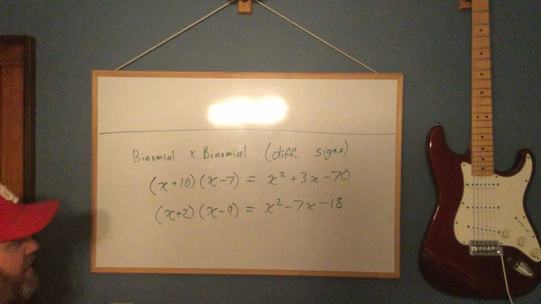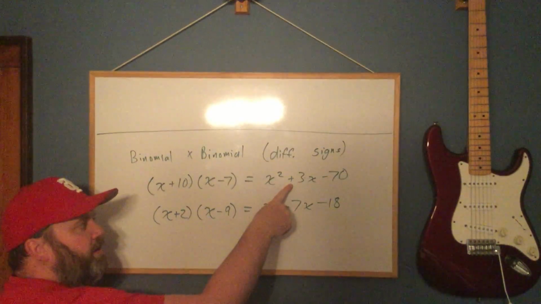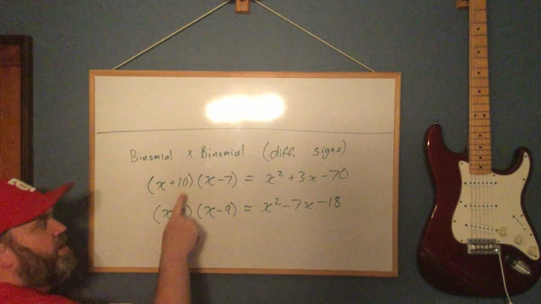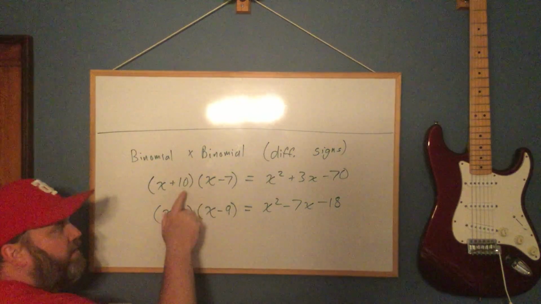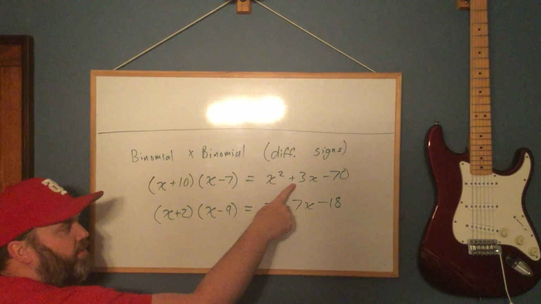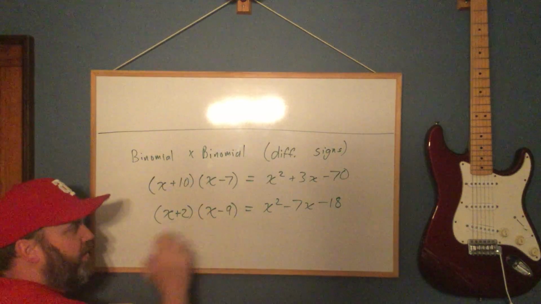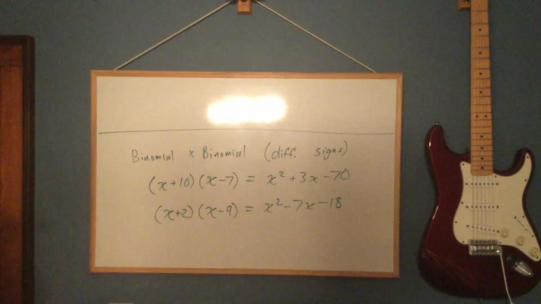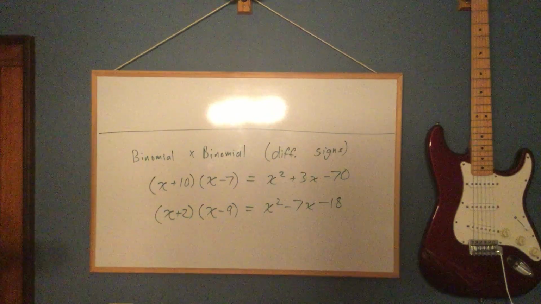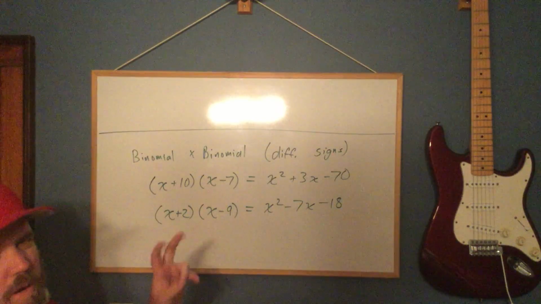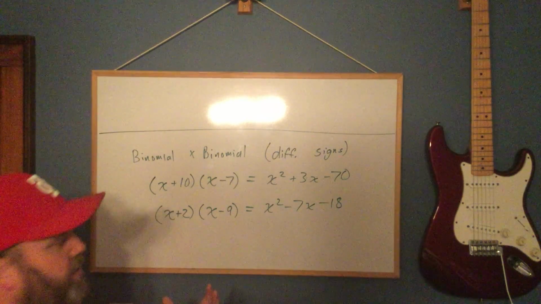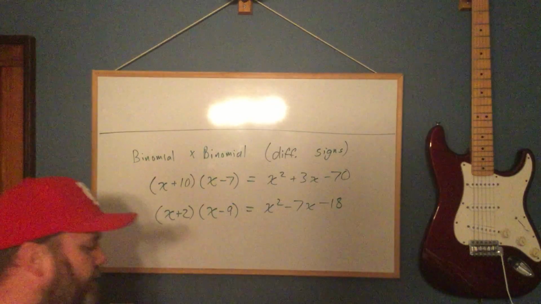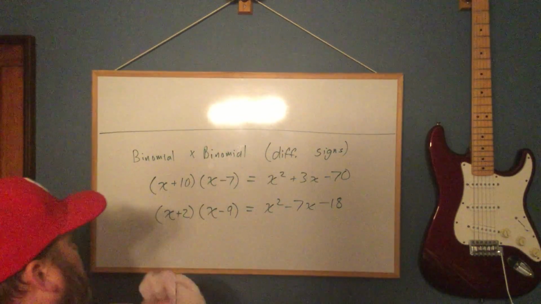Now, this time, when we multiplied, our middle term ended up being positive, and this time it ended up being negative. Well, which number is bigger, 10 or 7? 10. 10 is positive. We end up with a positive. Which number is bigger, 2 or 9? 9 is bigger. It's negative. We ended up with a negative. If you add two numbers with different signs, the one that's bigger, and that's quote-unquote bigger, like the absolute value, I guess I should say, will be the sign that we end up with in the middle. Okay? So let's actually factor some of these.